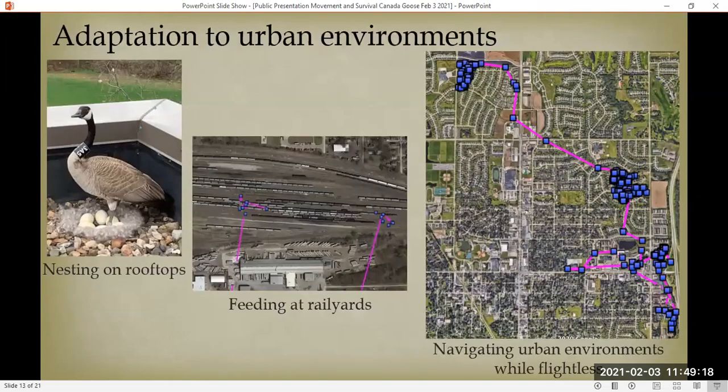Okay, so with that, I'm gonna turn it over to Ben. During Ben's time as the graduate student, he was able to monitor these geese on a daily basis and has some interesting observations to share with us. Go ahead, Ben. Thanks, Orin.